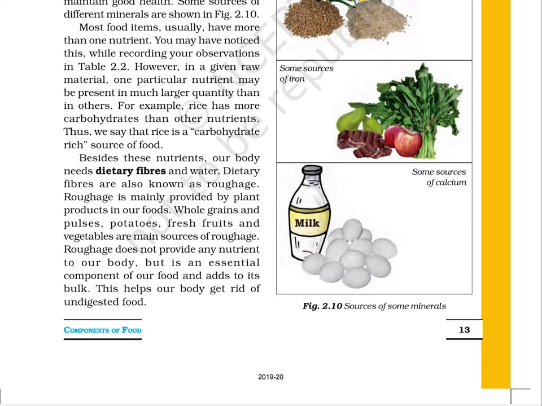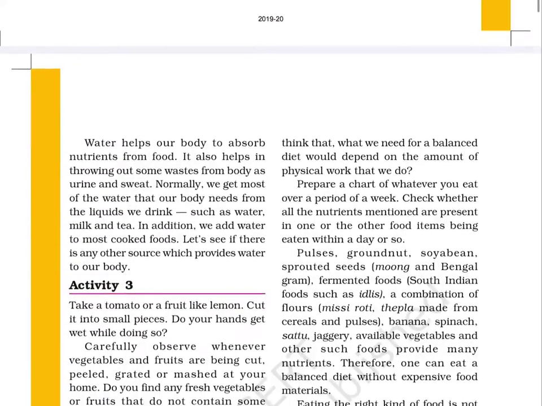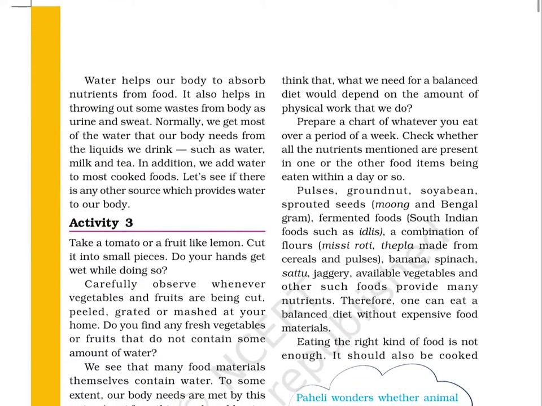Water helps our body to absorb nutrients from food. It also helps in throwing out some wastes from body as urine and sweat. Normally, we get most of the water that our body needs from the liquids we drink, such as water, milk, and tea. In addition, we add water to most cooked foods. Let's see if there is any other source which provides water to our body.